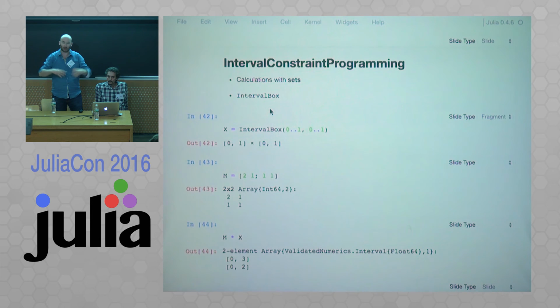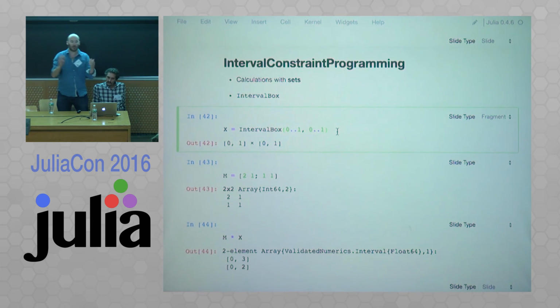It's a rectangular or hypercubic box in n dimensions using fixed size arrays, which I forgot to put on the list of cool packages that we're using. So the point about Julia is, as usual, that we don't have to re-implement a lot of things that other people have already implemented. So we can concentrate on what we're interested in and just use their nice tools. So an interval box looks like this.